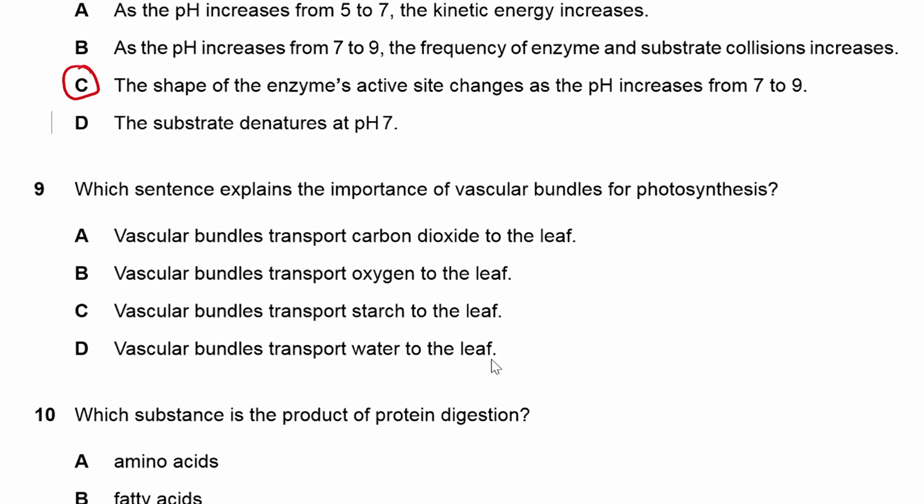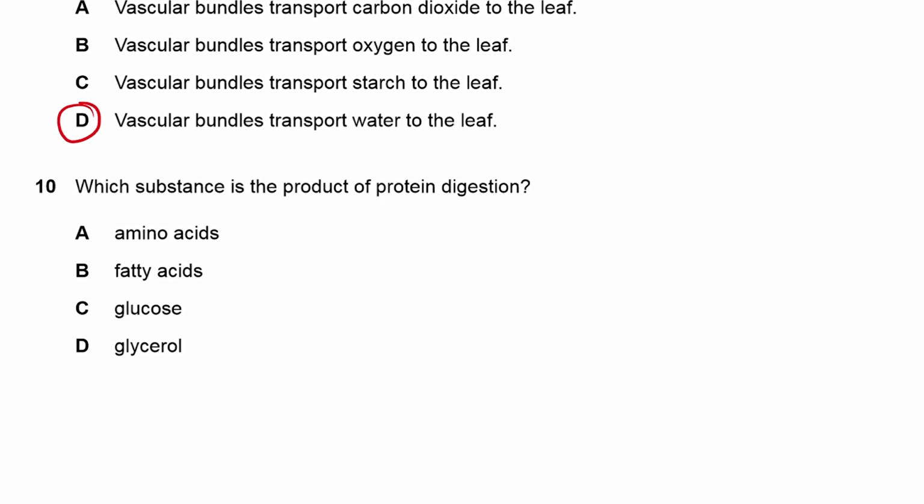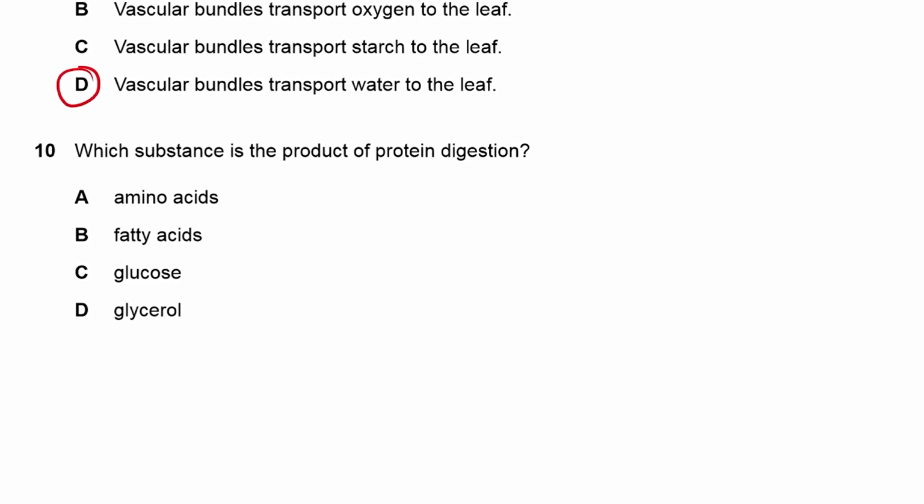So we'll choose D. Number 10 says, which substance is a product of protein digestion? Alright, now when proteins are broken down, they are usually broken down into their smallest units, which are known as amino acids. So here our choice will be A.